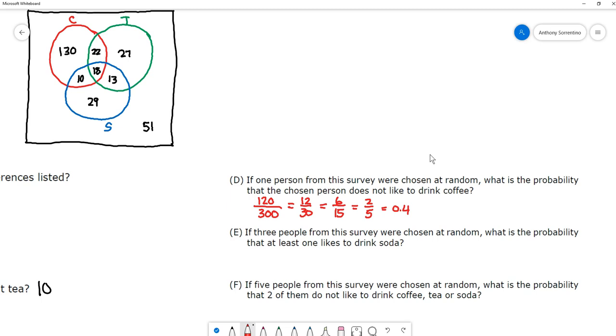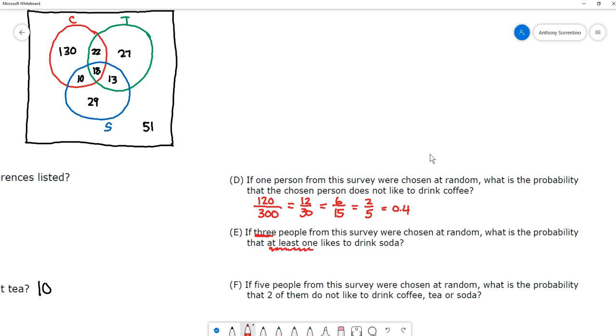Now here we're picking 3 people, and we want to see what is the probability that at least one likes to drink soda. At least one is an easy situation to take care of if you take care of it correctly. Theoretically, I'd have to find the probability that one person likes soda, that 2 people like soda, and that 3 people like soda, and add them together. That can be quite a bit of work, especially with overlapping sets and things like that.